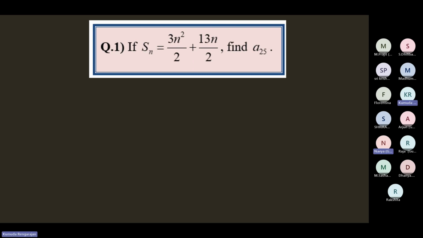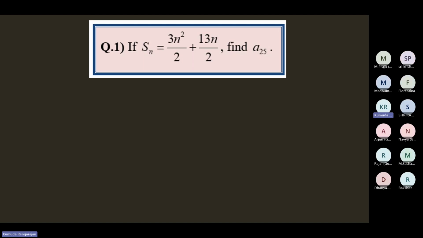So in this question, we are given the sum to n terms of a particular AP. Sn is given by 3n square by 2 plus 13n by 2. And with this info, you have to find the 25th term of the AP. Work this. Find S1. Take n as 1 and find S1.